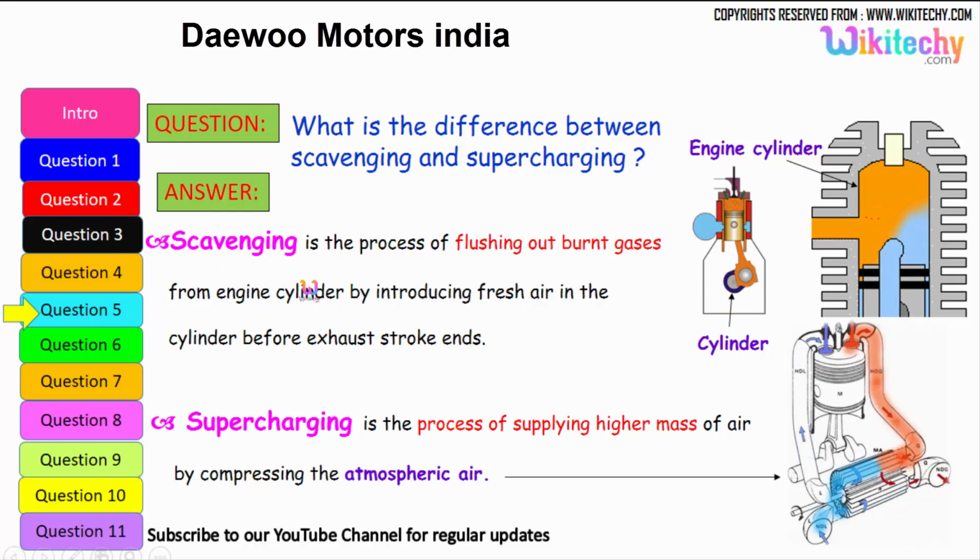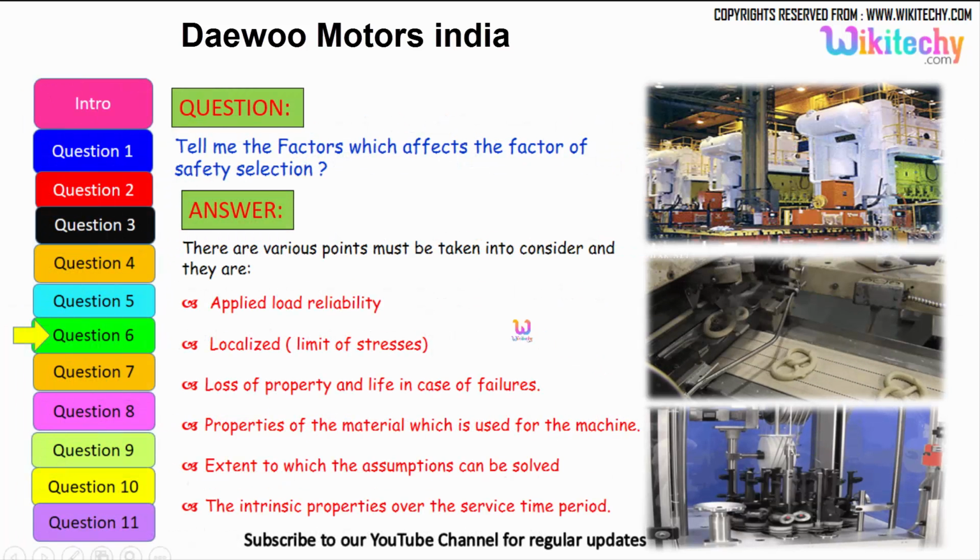That's scavenging. Whereas supercharging is the process of supplying higher masses of air by compressing the atmospheric air. That's referred to as supercharging. You're able to see a high pressure of air is injected into the cylinder to compress the atmospheric air.